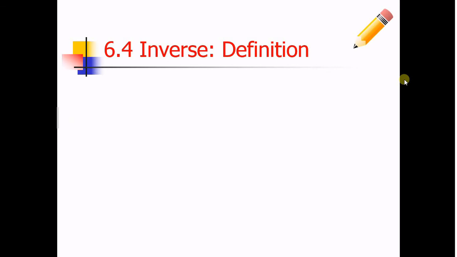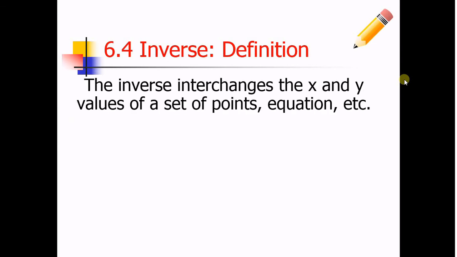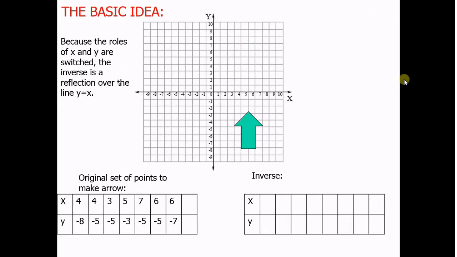So the definition for inverses. Technically, what an inverse does is it interchanges the x and y values of a set of points, equation, etc. So basically what happens is the x's become the y's and the y's become the x's. So that's an idea that we're going to want to keep in our minds as we look today.